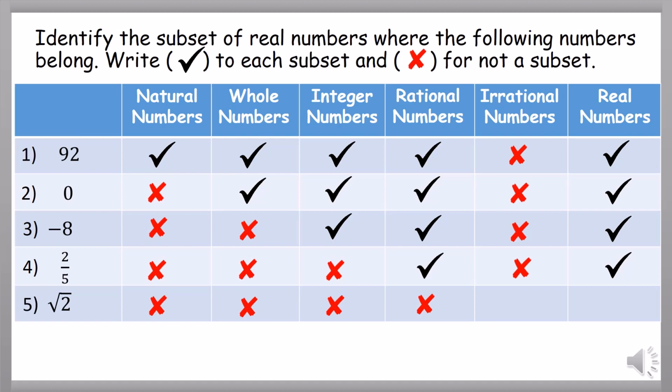If it is not a rational number, therefore it is an irrational number. The answer is yes. Next, does square root of 2 belong to the real numbers? The answer is yes, since irrational numbers are a subset of real numbers.